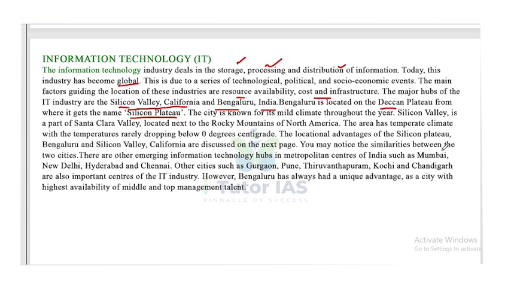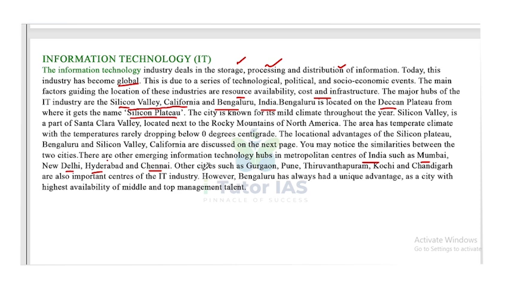Now, there are other emerging information technology hubs in metropolitan cities. So the emerging information technology hubs in India are Mumbai, New Delhi, Hyderabad and Chennai.